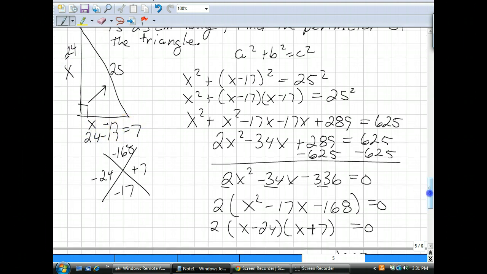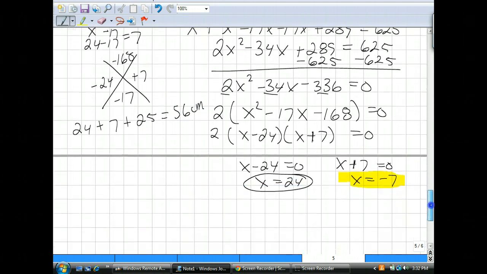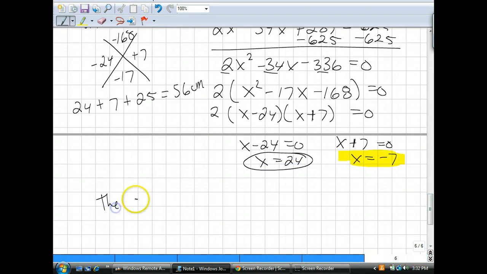So perimeter is going to be 24 plus 7 plus 25. And if we add that all up, we get 56, and that's centimeters. So our answer is the perimeter is 56 centimeters.